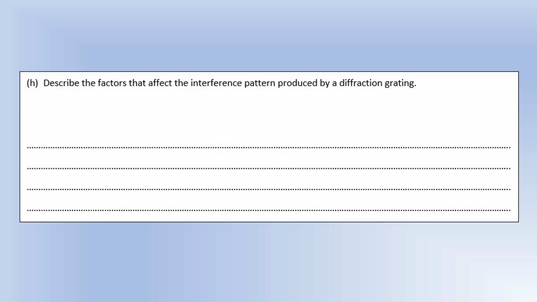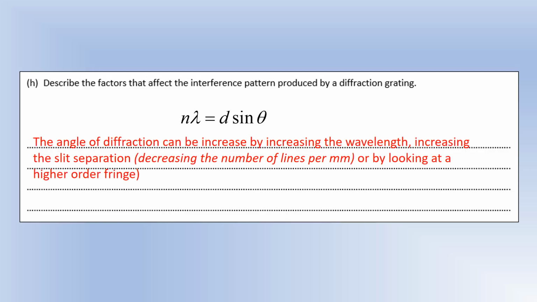If we think about the diffraction grating equation, we can think about how different things can affect the pattern that we get. If we want to increase our angle of diffraction, that would be caused by a larger wavelength. So that's how we can compare several wavelengths. Longer wavelengths give us a larger angle of diffraction. But the other thing we can do is increase the slit separation. That would decrease the angle of diffraction.